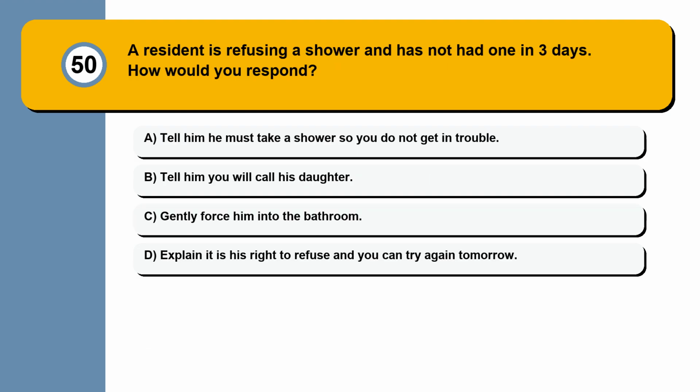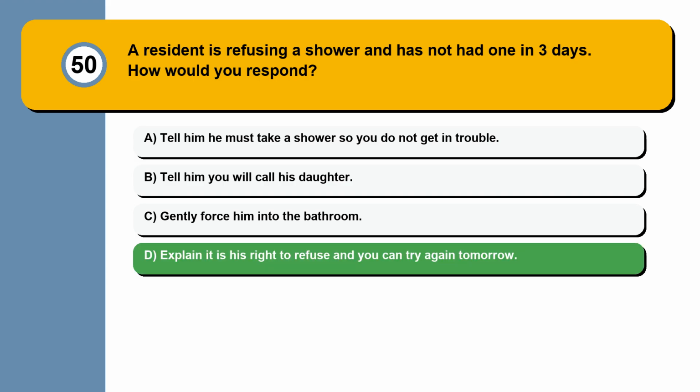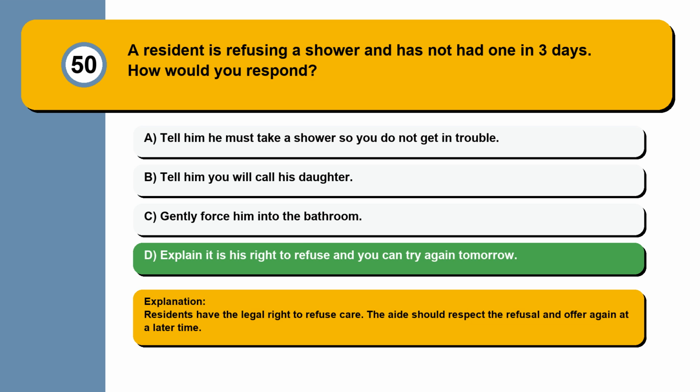Question 50. A resident is refusing a shower and has not had one in 3 days. How would you respond? Tell him he must take a shower so you do not get in trouble. Tell him you will call his daughter. Gently force him into the bathroom. Explain it is his right to refuse and you can try again tomorrow. Residents have the legal right to refuse care. The aide should respect the refusal and offer again at a later time.